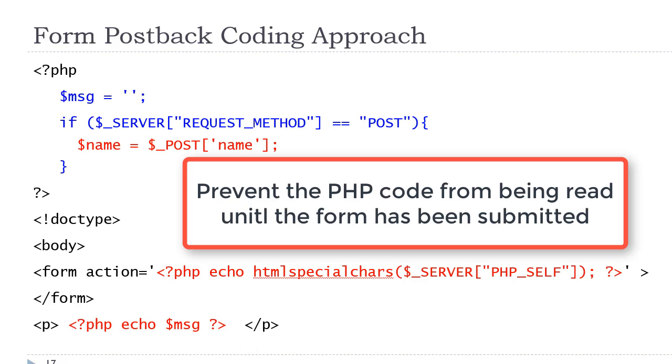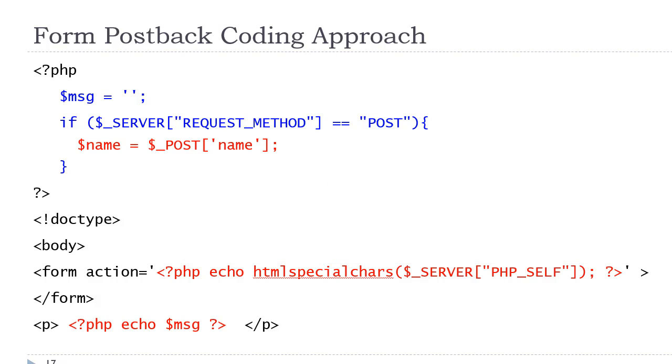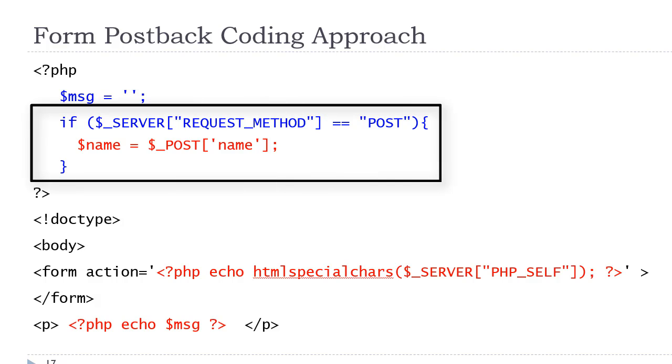The goal when using a postback is to prevent the PHP code that has anything to do with the form from being read until the form has actually been submitted. How do we know when the form has actually been submitted? We have a $_SERVER global variable, the same one we used already, and we have a request method. One of the values of the request method is POST, which is what our method is in our form, although I did not put it in there because this is just a PowerPoint demo.